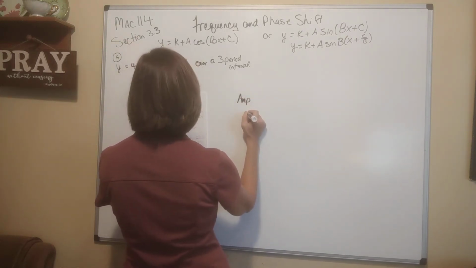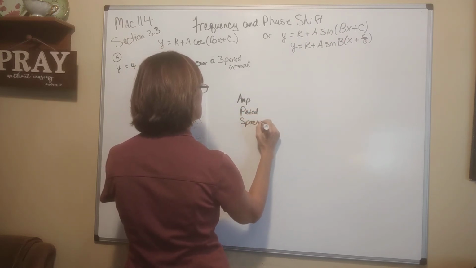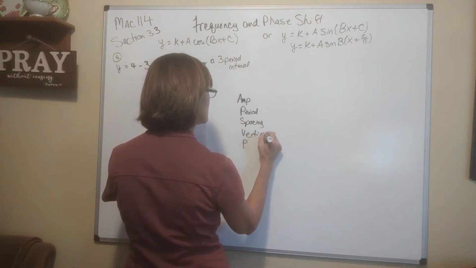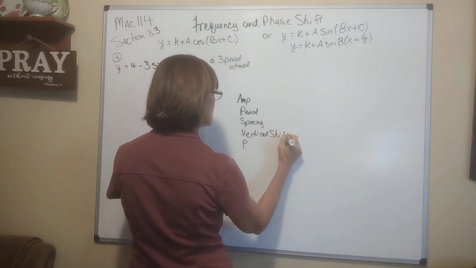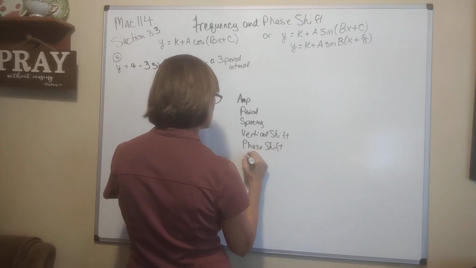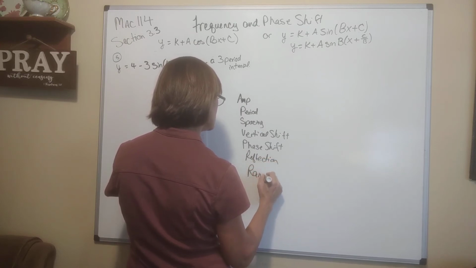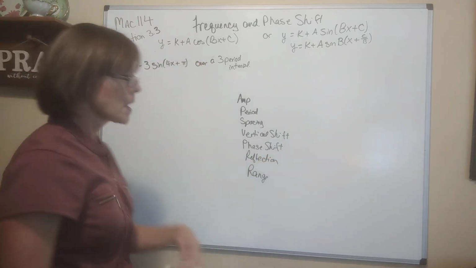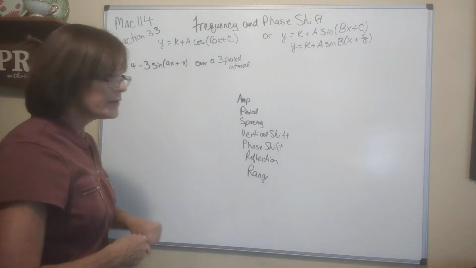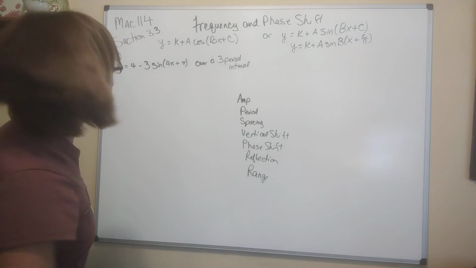So we're going to call out the amplitude, the period, the spacing. Is there a vertical shift? Is there a phase shift? Is there a reflection? And what is the range of this guy? All right, so here we go. Let's see if we can figure this one out. This is number 5. Is that right? The one we just did? Okay, and we can figure this one out. We just got to pick it apart.